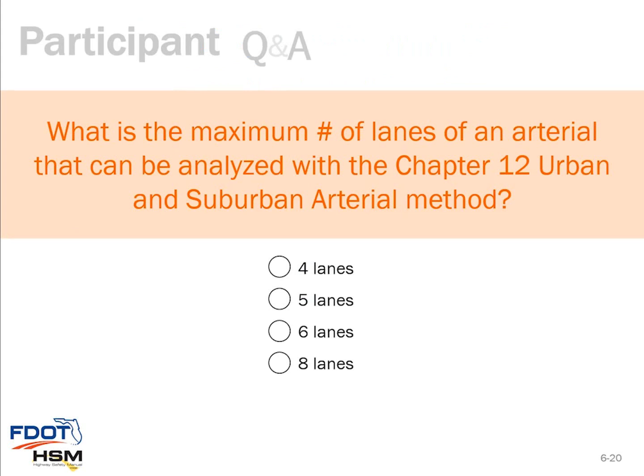So before we move on, I'd like to do another poll question, and the question is, what is the maximum number of lanes of an arterial that can be analyzed with the Chapter 12 Urban and Suburban Arterial Method? And there are 4 different choices. They are 4 lanes, 5 lanes, 6 lanes, and 8 lanes.